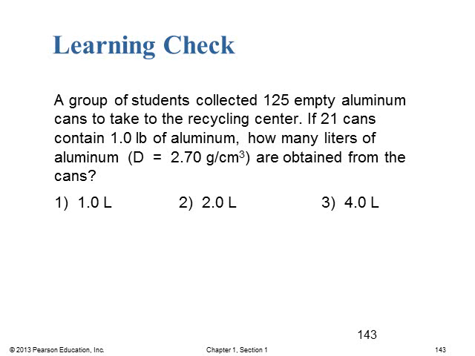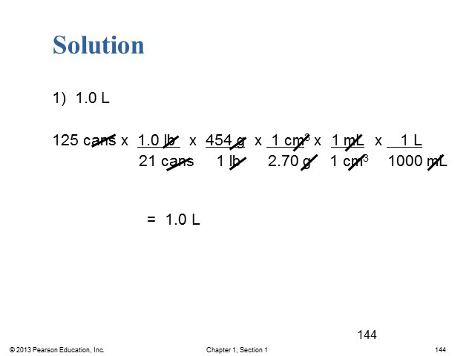We have a group of students collecting 125 empty aluminum cans to take to the recycling center. So if we have 21 cans containing 1 pound of aluminum, how many liters of aluminum, which has a density of 2.80 grams per centimeter cubed, are obtained from these cans? And we have these 3 different choices. And so we have several steps we need to go through.